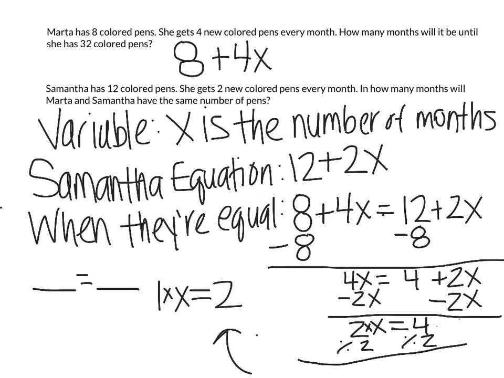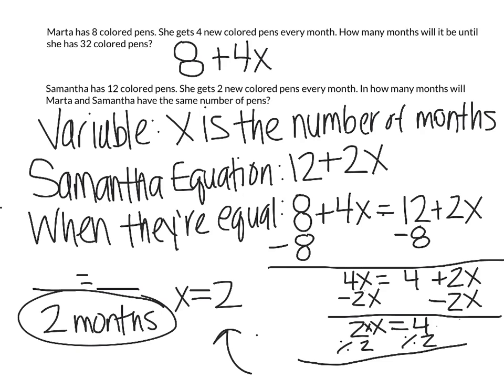I know I don't need this times 1 here. So anything times 1 just equals itself. So in the end, I have my answer. X equals 2, or in the context of this problem, in 2 months, they will have the same number of pens.